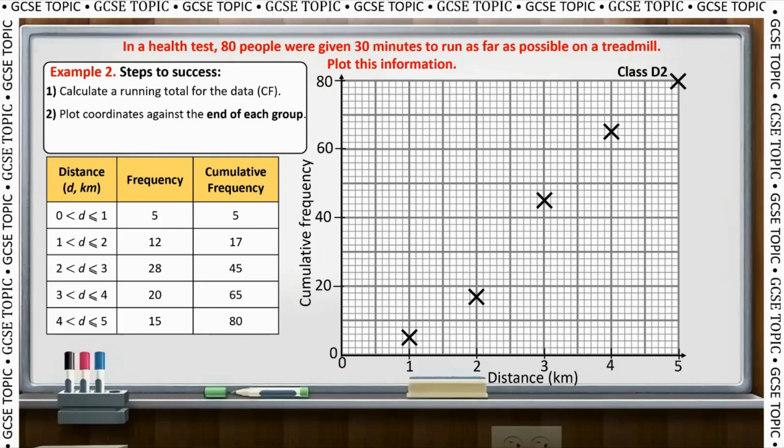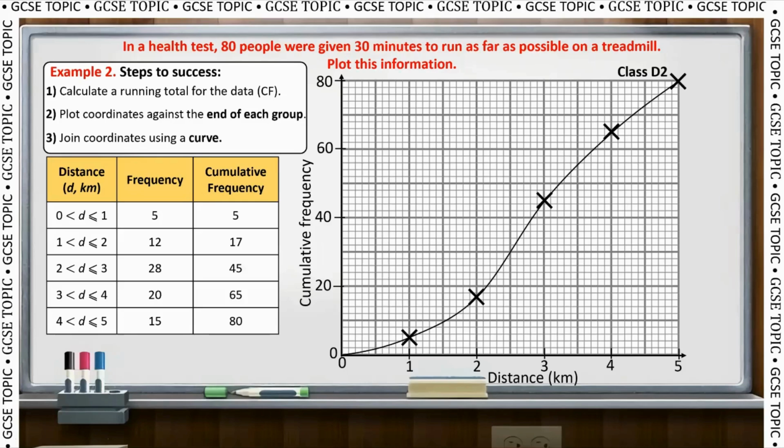Now on to my third and final step to success. All we do is join the coordinates using a curve. And there you have it. We have completed another example by filling out a cumulative frequency table and plotting its data.